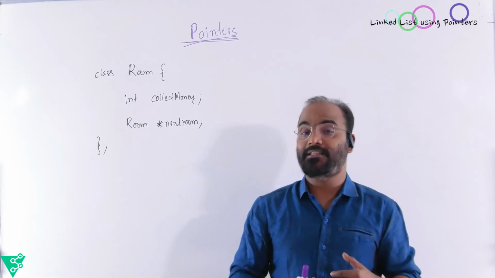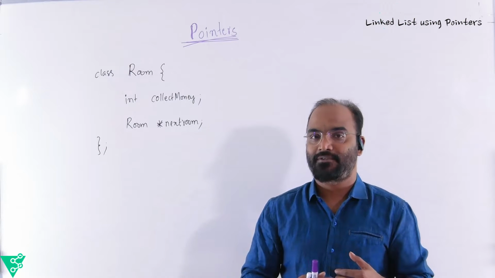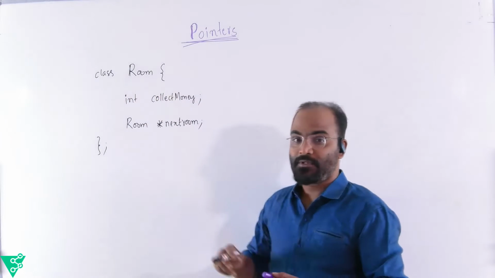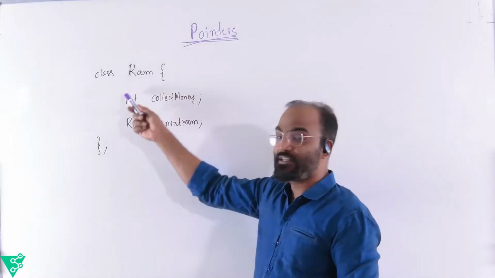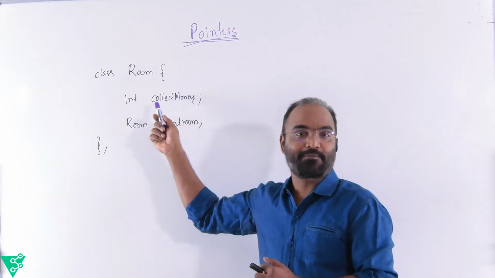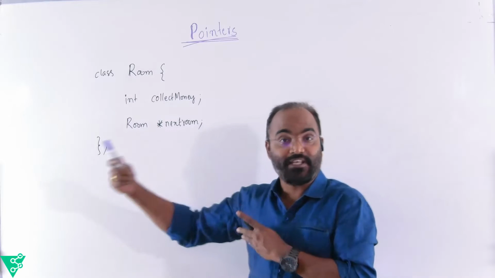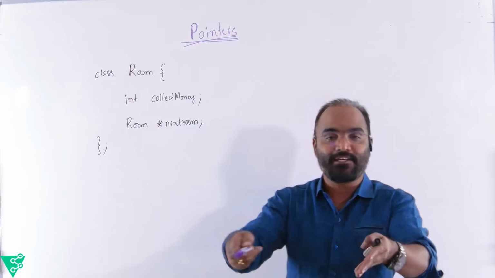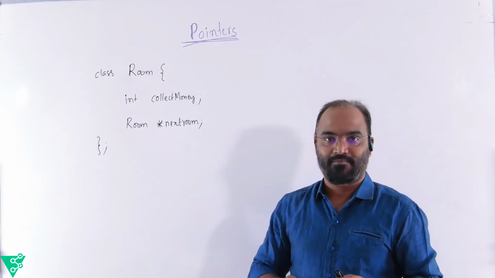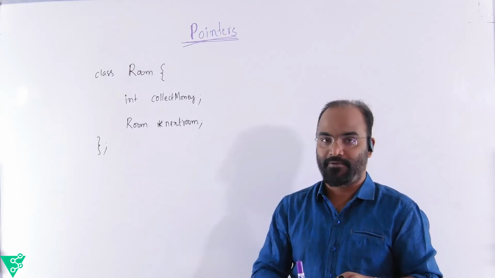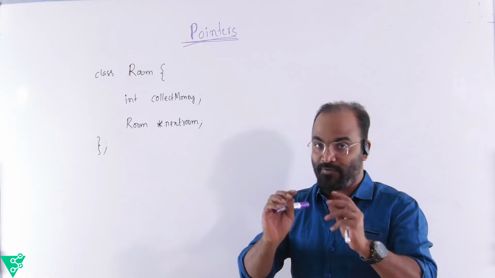Now how do you declare that class as a programmer? You have a class room, and inside it you have an integer to collect money. You collect that money, right? And then you should have an address to the next room. Only then can you get into the next room. So this is a simplification of your class having a pointer member. Hope you have understood till here.